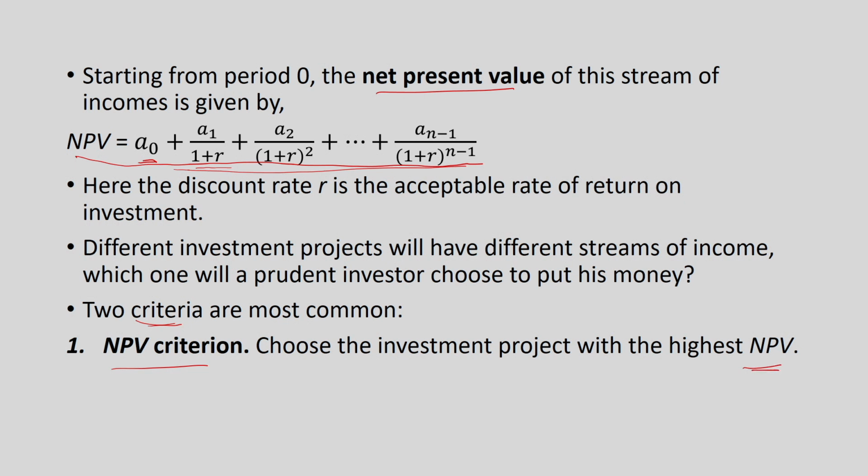So, for any project I look at this quantity NPV and I find out the NPVs of all the projects I am considering, and I can obviously arrange them in a descending order, and I will choose that project which has the highest NPV. Suppose I have to invest only on one project, then I will choose that project which has the greatest NPV. So, this is called the NPV criterion.